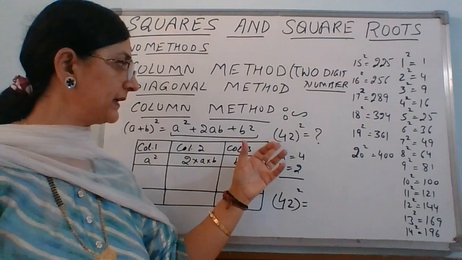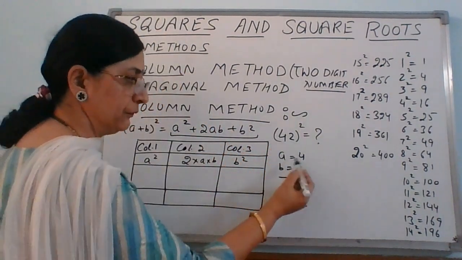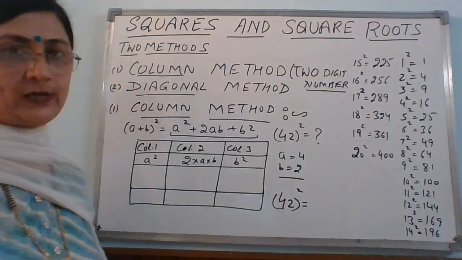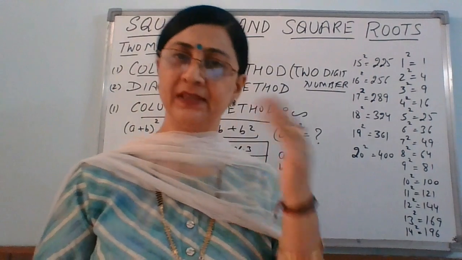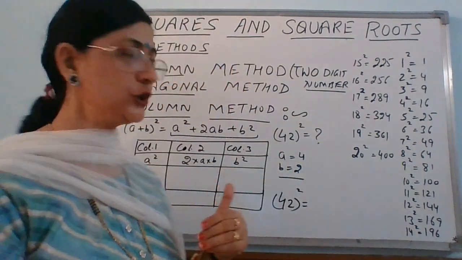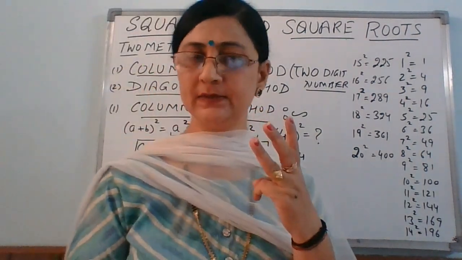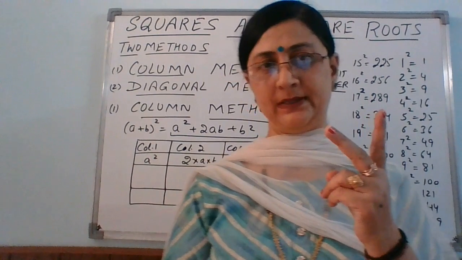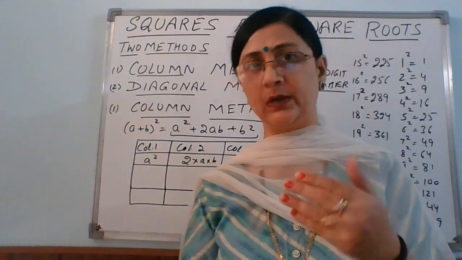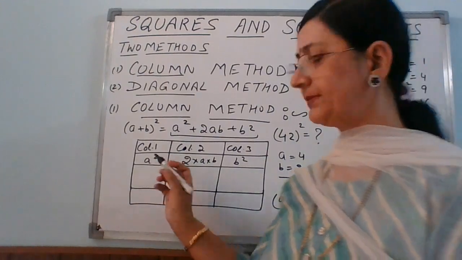To find 42 square, here a is 4 and b is 2. A and B are the digits of the 2-digit number, the first one is A, the second one is B. Now, column 1, column 2, column 3. We have to make 3 columns. We are finding the square of a 2-digit number, so the columns will be one more, 2 plus 1, 3 columns. So what will you write in these 3 columns?